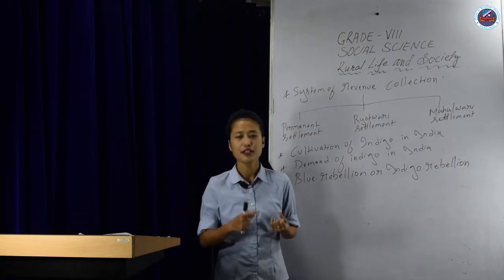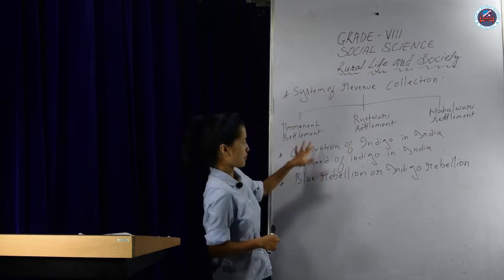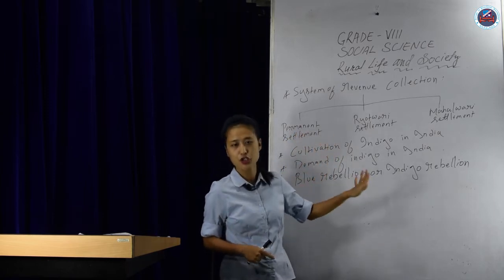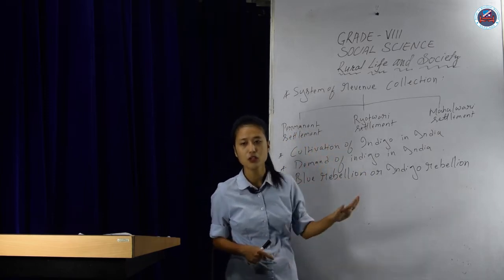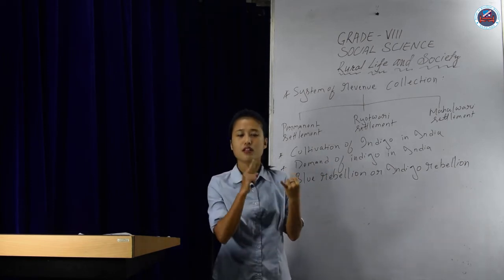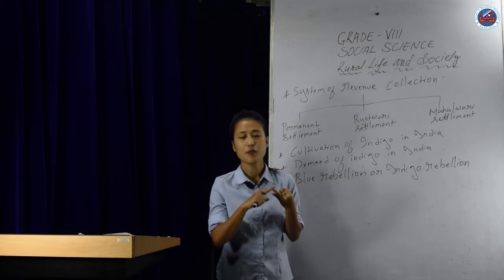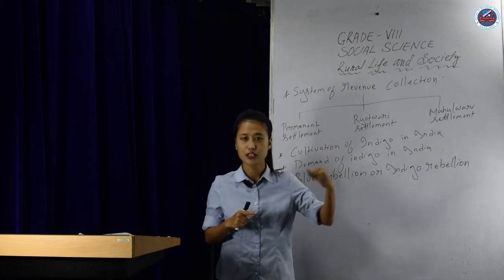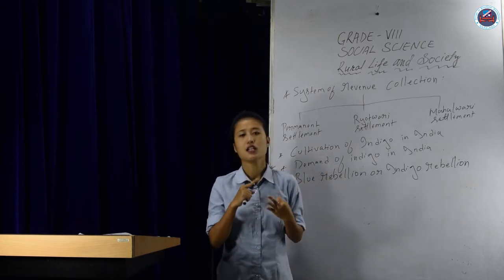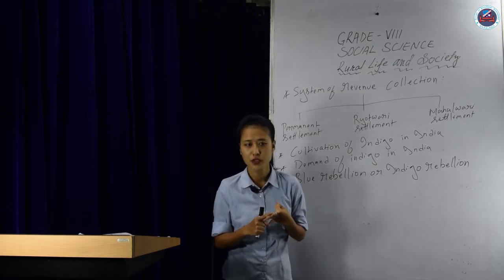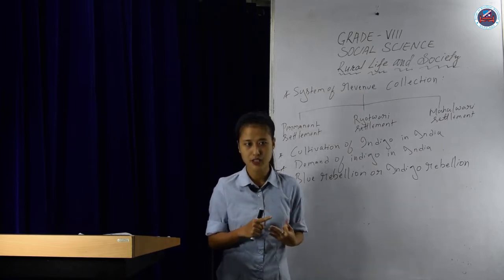I repeat, the main features of this permanent settlement, which was introduced by Lord Cornwallis of Bengal, were that the zamindars of Bengal were considered owners of the land. The amount of revenue which was to be collected from the people was fixed. This settlement took away the administrative and judicial functions of the zamindars.